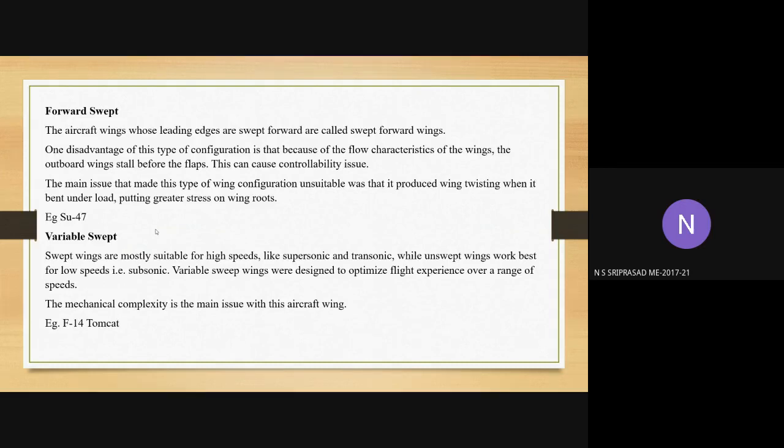And there'll be greater stress on the wing root. That is the junction at which the wings are joined to the fuselage. There's going to be a lot of stress over there. Then it'll cause failure. So they didn't really recommend it.